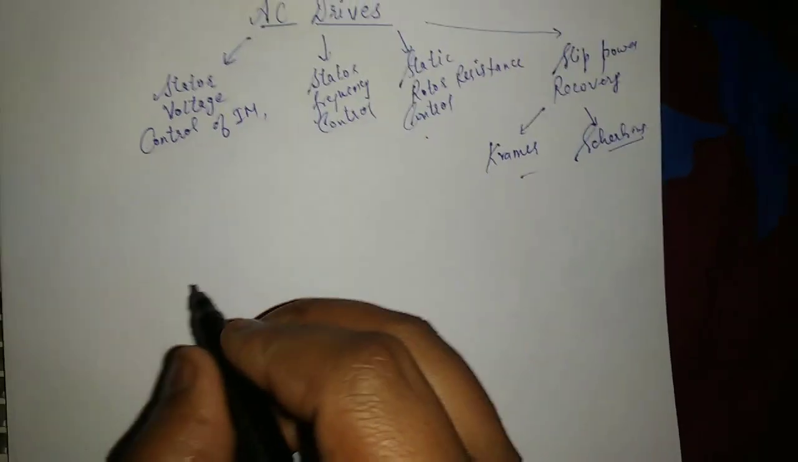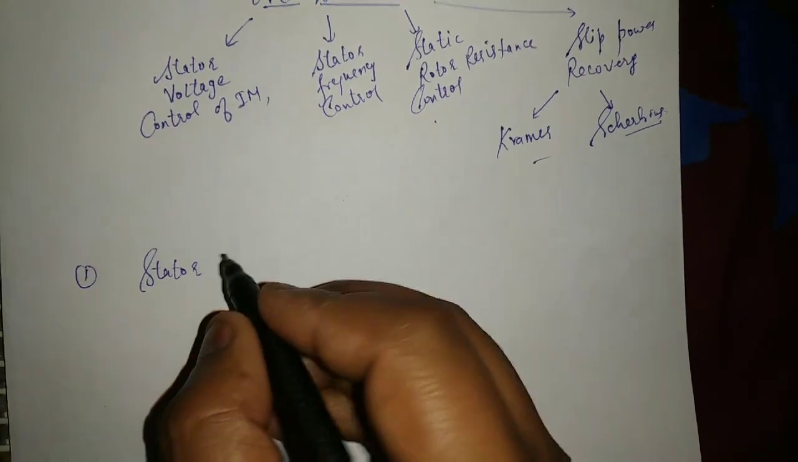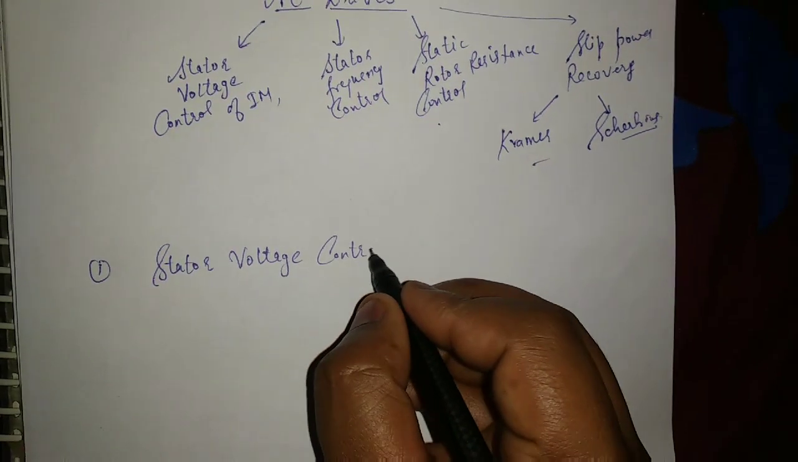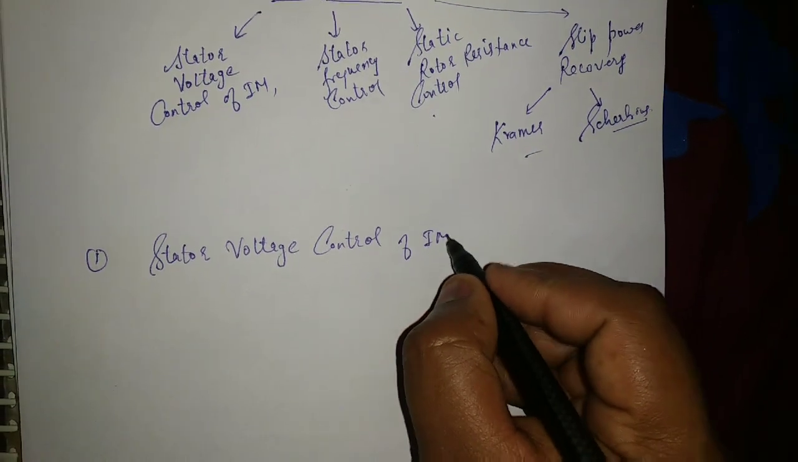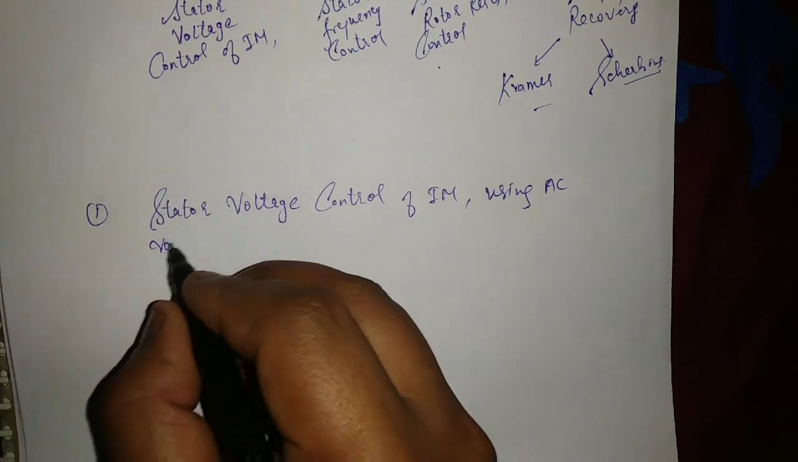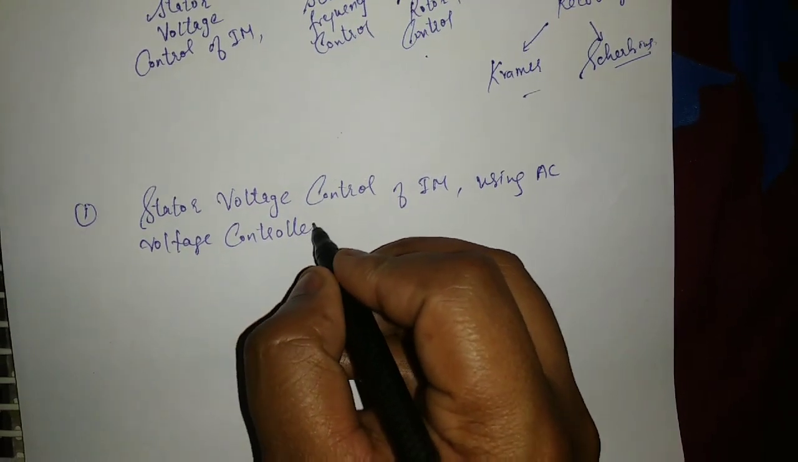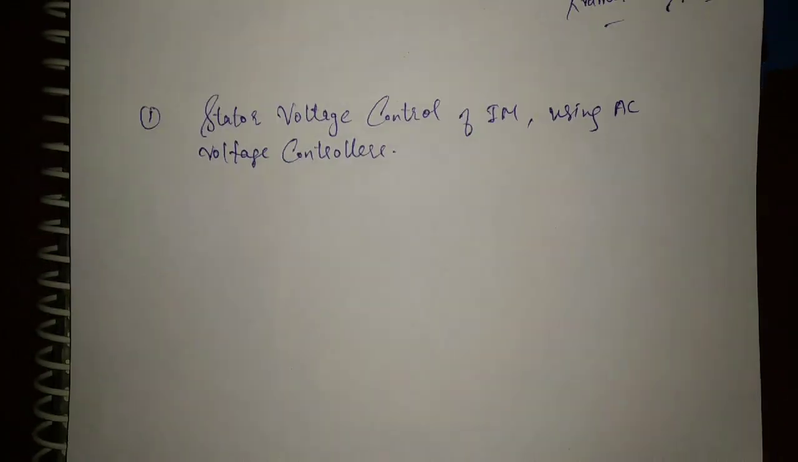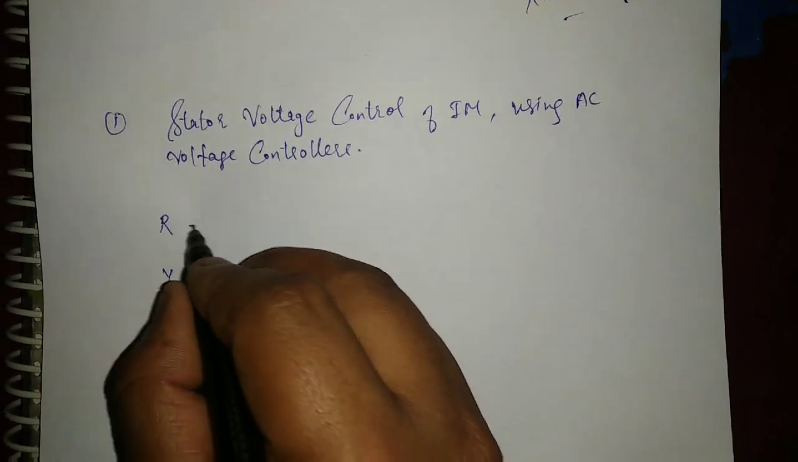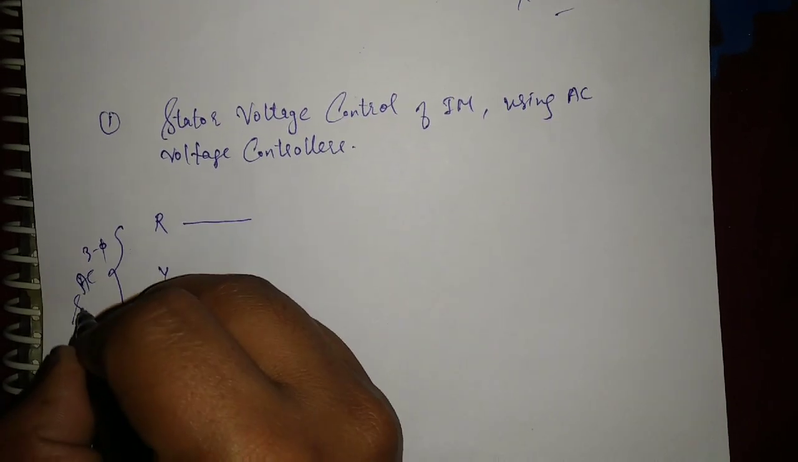ओके, सबसे पहले देखते हैं स्टेटर वोल्टेज कंट्रोल ऑफ इंडक्शन मोटर यूजिंग एसी वोल्टेज controllers. Okay, this is the first method. Three phases R, Y, B. Okay, this is three-phase AC supply.